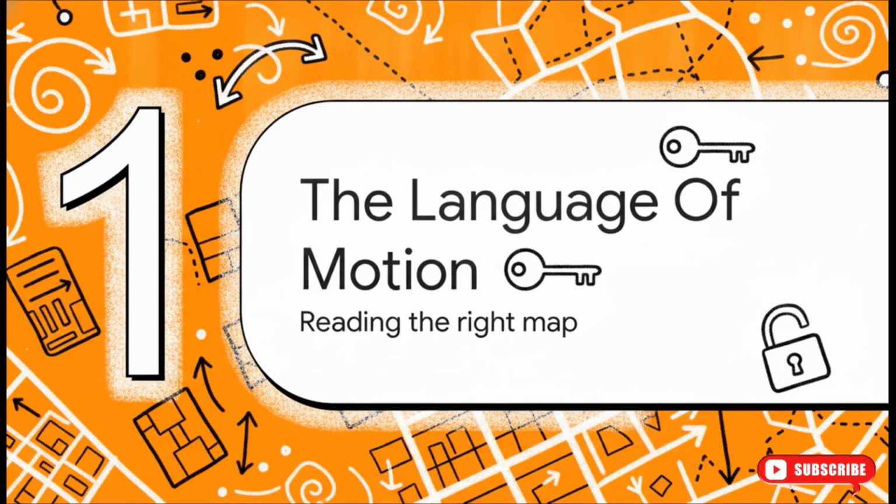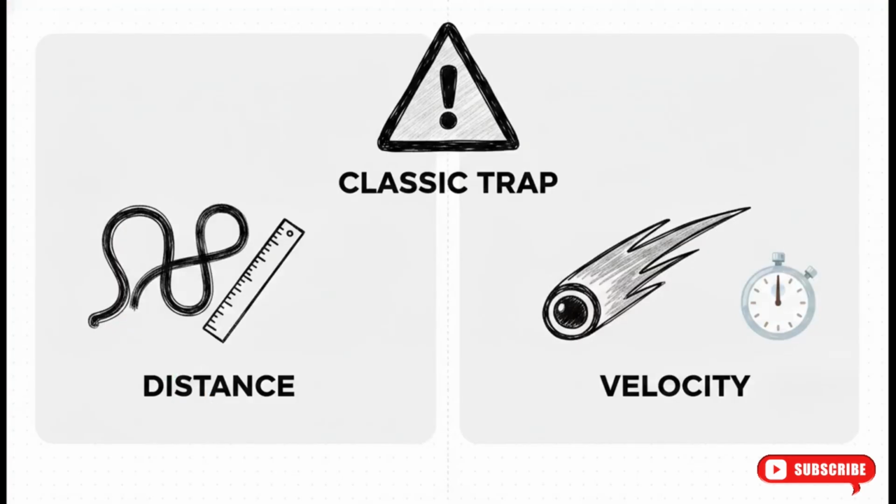So, part 1, the language of motion. To really understand movement, we first need to make sure we're reading the right map. Okay, I need to issue a quick warning right out of the gate because these two types of graphs look incredibly similar, and it is a classic trap to get them mixed up.